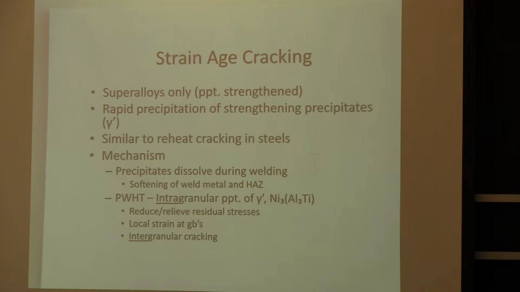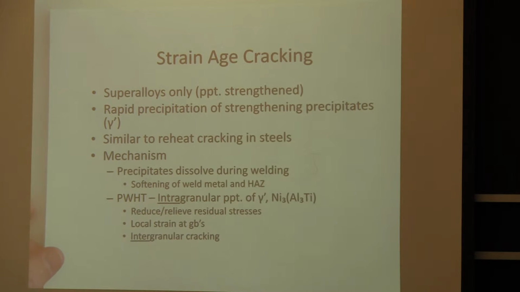And so when that happens, you end up with strain at the grain boundaries because of that strengthening within the grains. And because you're strengthening the inside of the grains due to the precipitation, your grain boundaries are often then weakened, and you end up with cracking along the grains of the heat-affected zone. And that's called strain age cracking.